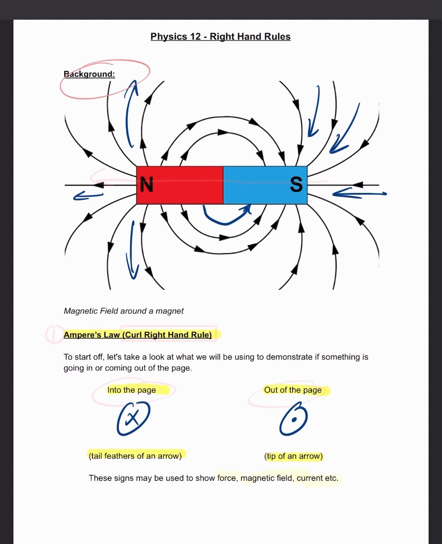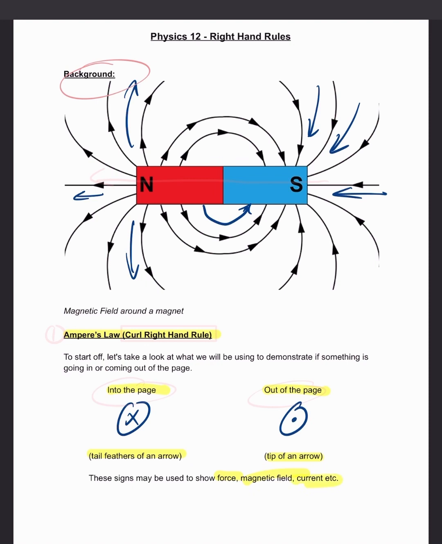And if you think about it, for example, let's say you shot an arrow in front of you. When you shot said arrow, you would see the tail feathers of the arrow as it's going away from you. But when an arrow is coming towards you, what would you see? The tip of it. Thus, we use tail feathers to represent something going into the page, away from you, and a tip to represent something coming out of the page, towards you. And these signs can be used for many things to show force, magnetic field, and current, of course.